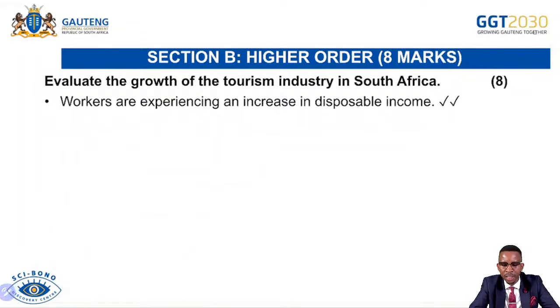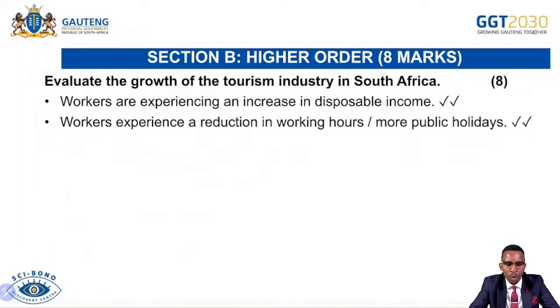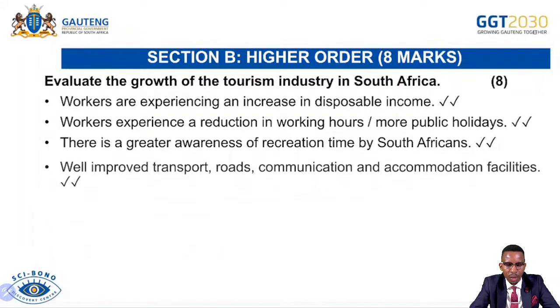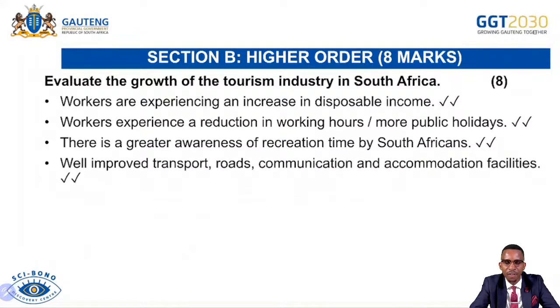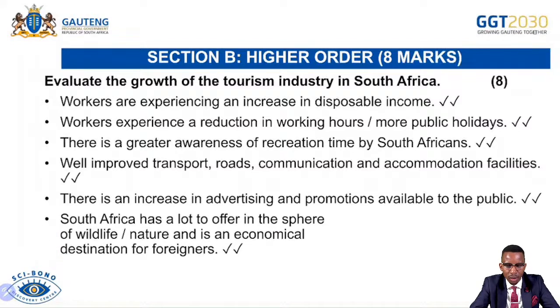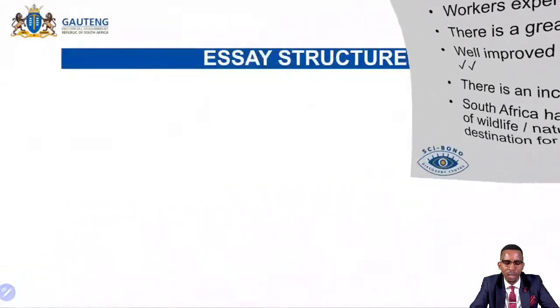Workers are experiencing an increase in disposable income because of tourism. Workers experience a reduction in working hours and more public holidays. There is a greater awareness of recreation time by South Africans. There are improved transport, roads, communication, and accommodation facilities because of tourism. There is an increase in advertising and promotion available to the public. South Africa has a lot to offer in the sphere of wildlife and nature and is an economical destination for foreigners. So because of the growth of the tourism industry, we come across these experiences happening in the South African economy.